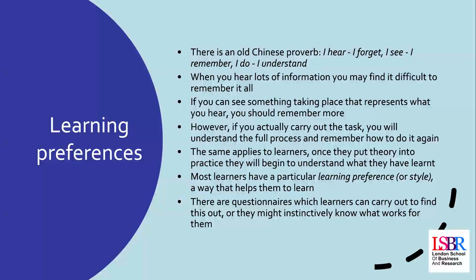Most learners have a particular learning preference or style, a way that helps them to learn. There are some questionnaires that you can search for on the internet, which learners can carry out to find this out. Or they might instinctively know what works for them. They might be already quite knowledgeable on how they learn best.